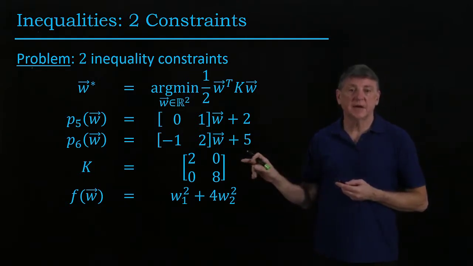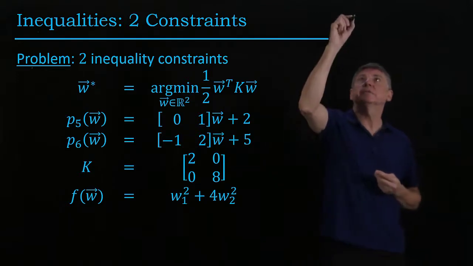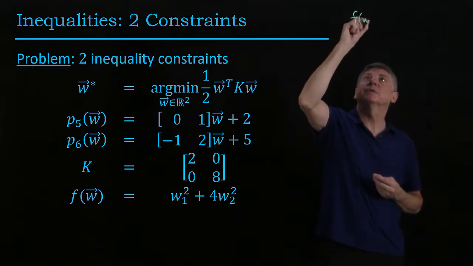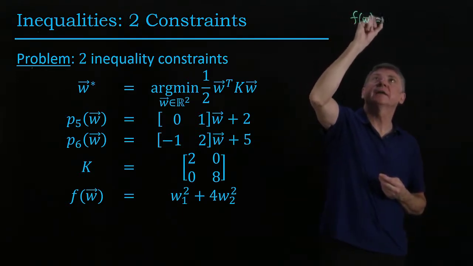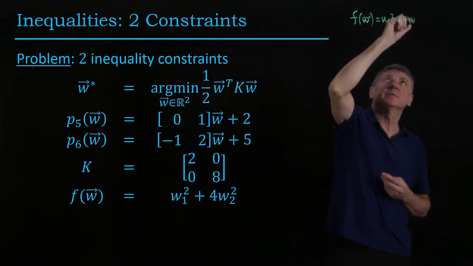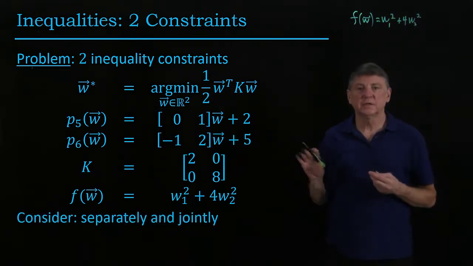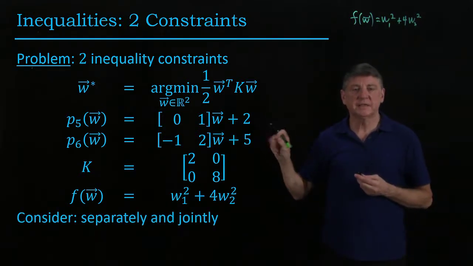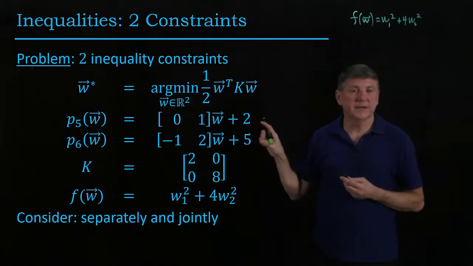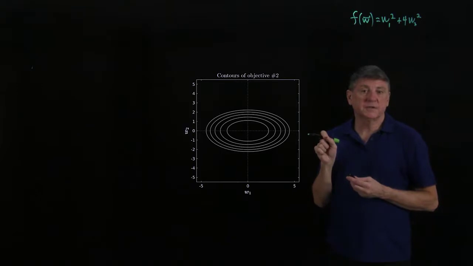In this case, our objective function is not simply a squared norm. So let's write down that objective function, and we'll refer to this later. That is, we square the first entry and then we add 4 times the second entry, and we'll consider each of these constraints as a separate problem, and then we'll put them together. This illustrates the contours of the objective function that we're looking at.